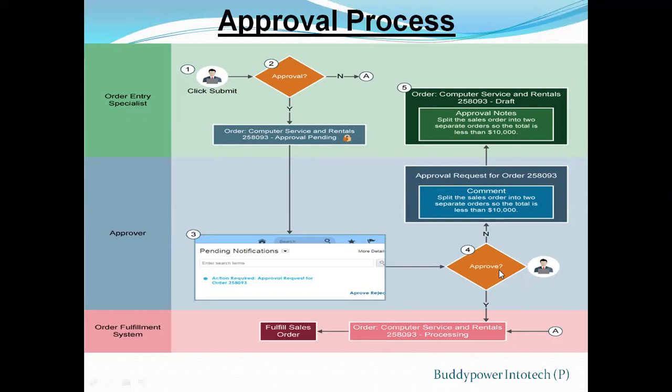Then the order management adds a notification to the pending notification page that displays in the approver work area. So if this is the administrator, on his page this pending notification pops up saying that he has to approve this particular order, order number 258093, because the amount is above $10,000. Now he can approve or even reject it depending on his decision. If everything is okay, he'll approve it, or if it is not okay for some reason, he will reject it and put a description there.